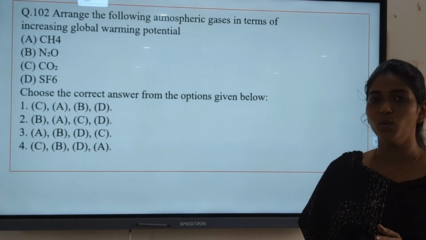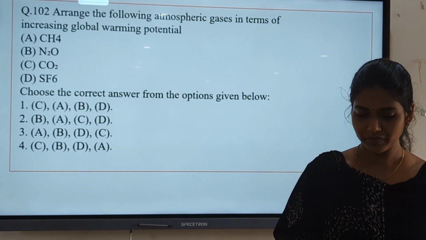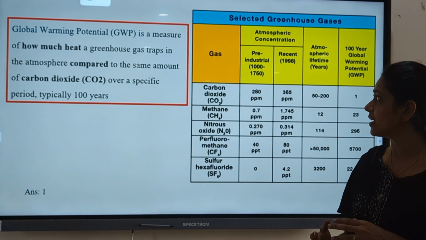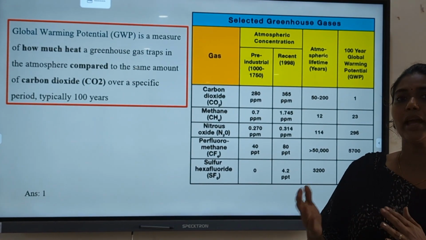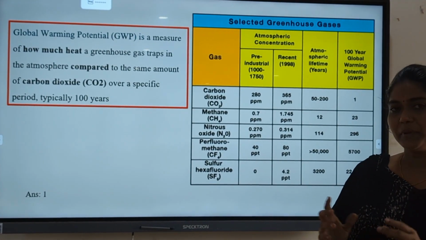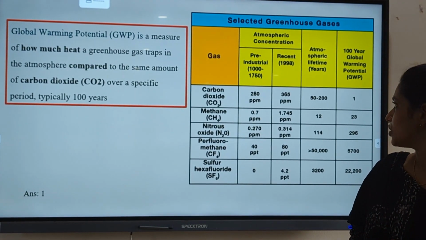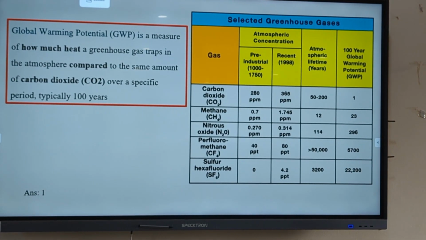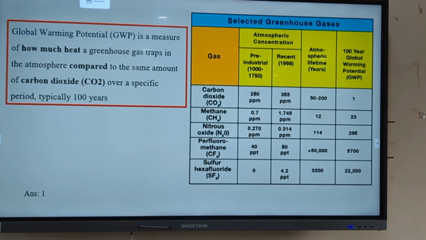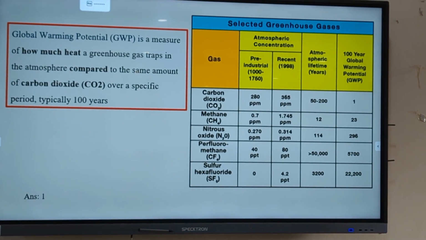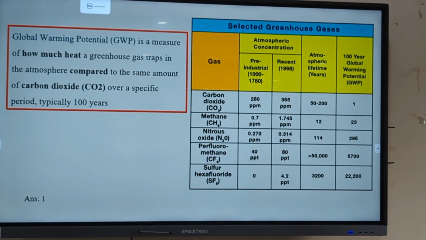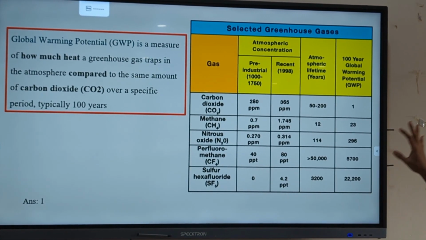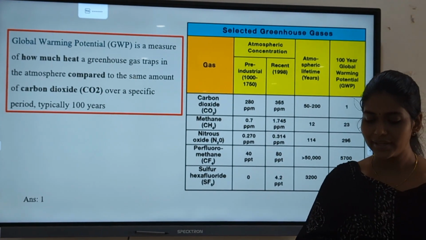So first of all, we should know what this global warming potential is. It is actually a measure of how much heat a greenhouse gas can trap in the atmosphere in comparison to that of carbon dioxide, specifically over a period of 100 years. I have given the list of global warming potential of important gases. Carbon dioxide is 1, methane is 23, nitrous oxide is 296, perfluoromethane 5700, and sulfur hexafluoride is 22,200. If you know this table, it will be very easy for you to answer the question.